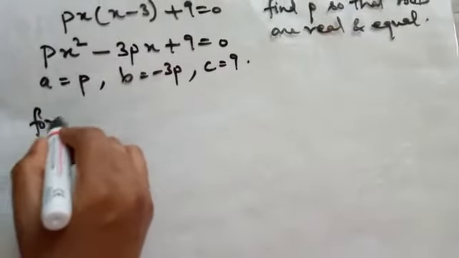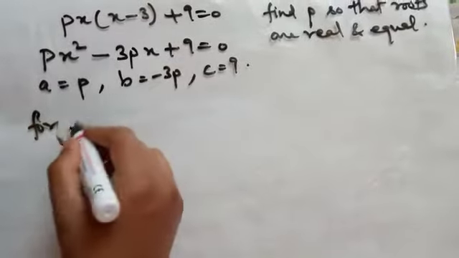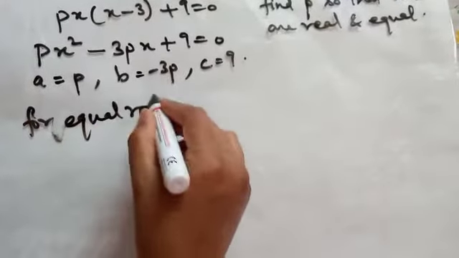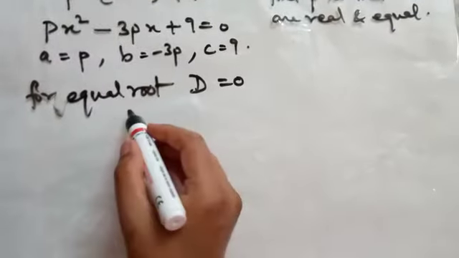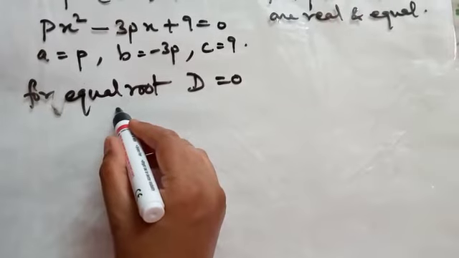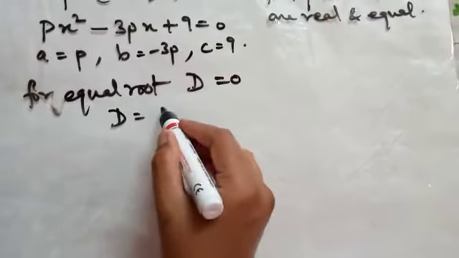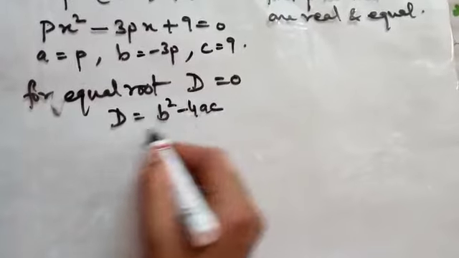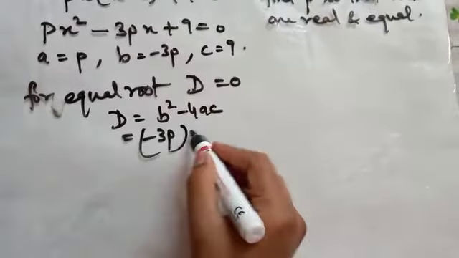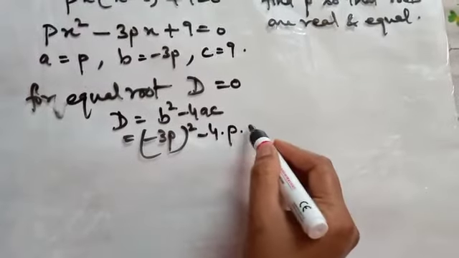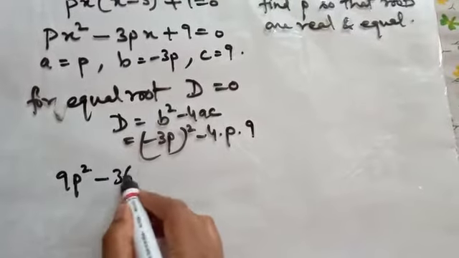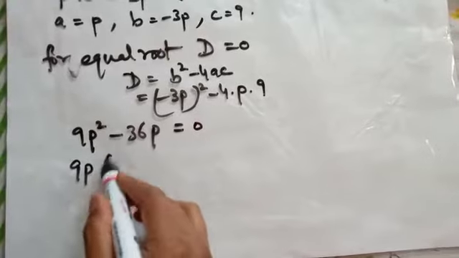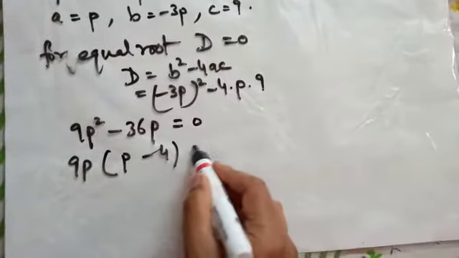So for equal roots, the value of d has to be equal to 0. Now for equal roots, what does equal mean? b square minus 4ac. So I am writing d is equal to b square minus 4ac. So it will be minus 3p whole square minus 4 into p into c, which is 9. So 9p square minus 36p is equal to 0. So I'll take 9p common out of it. So I'll get p minus 4 is equal to 0.